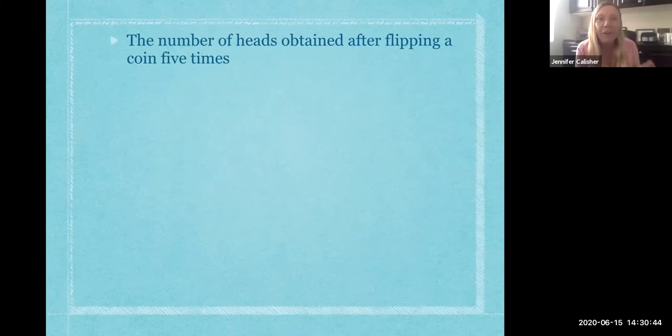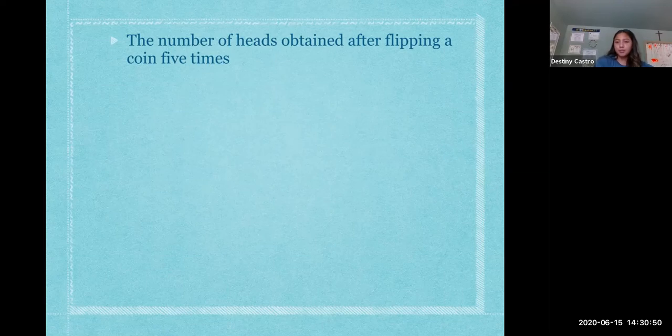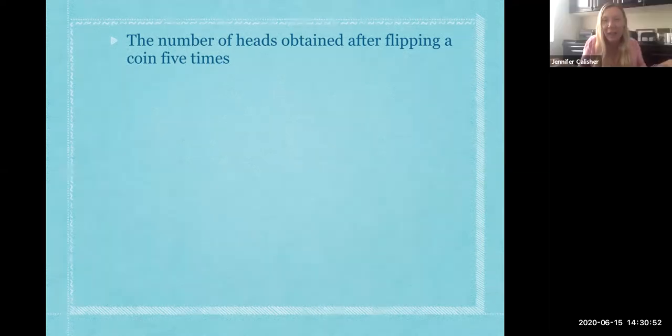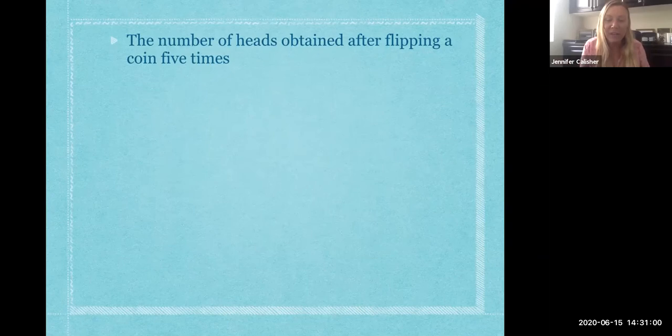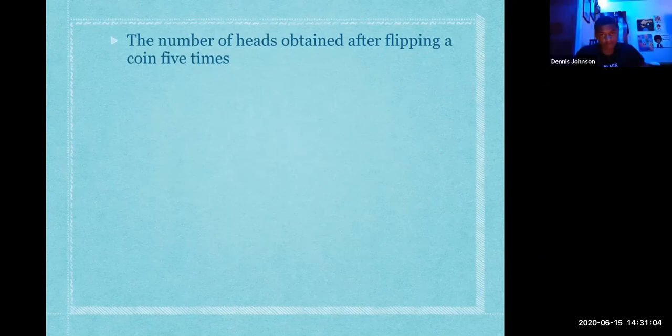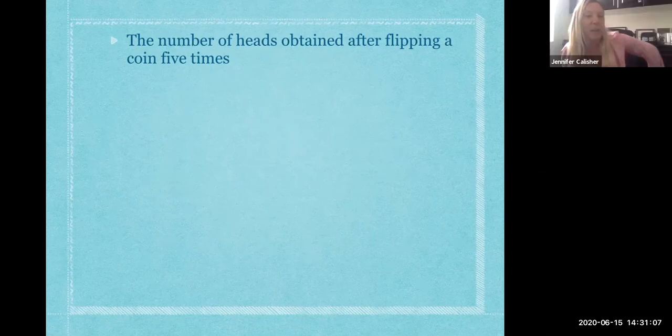So Destiny, the number of heads obtained after flipping a coin 5 times. What do you think? Discrete. Perfect, because it's countable. What's the maximum number of times we could get heads if I'm flipping a coin 5 times? Everybody? What's the maximum number of heads we could get? 5. Exactly.